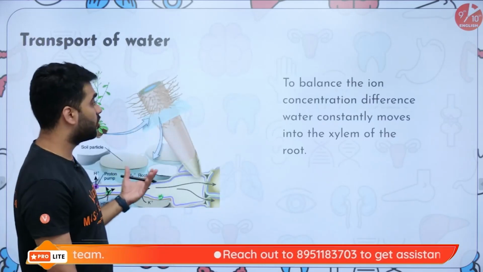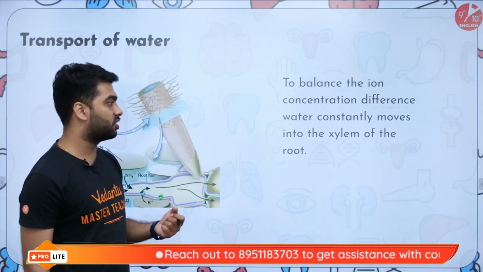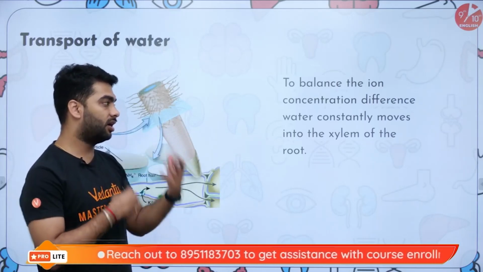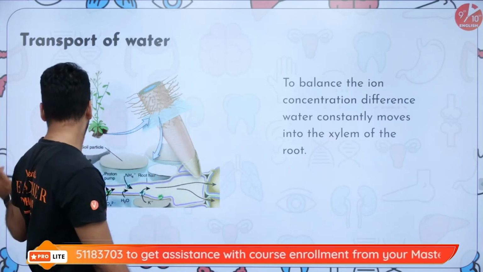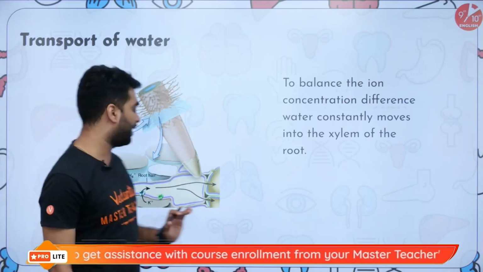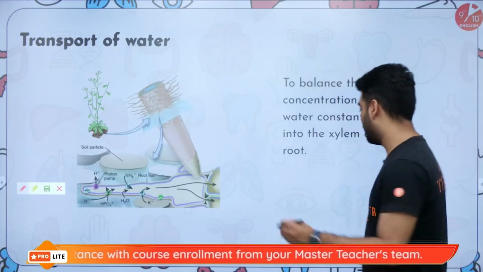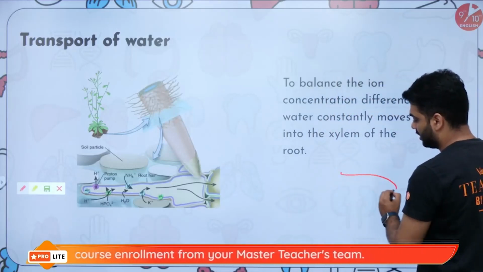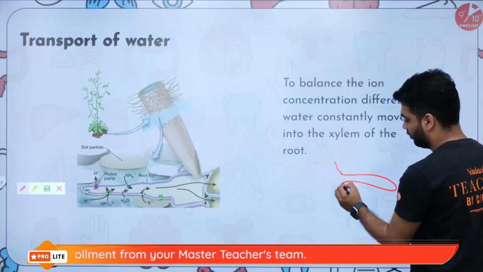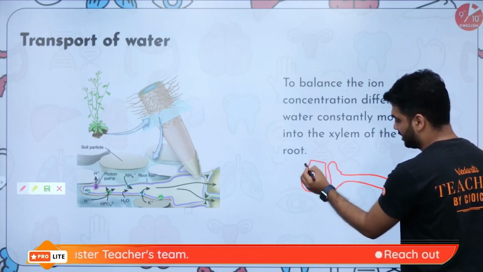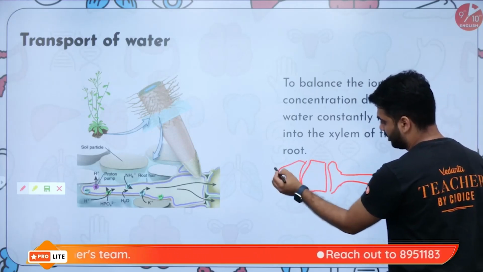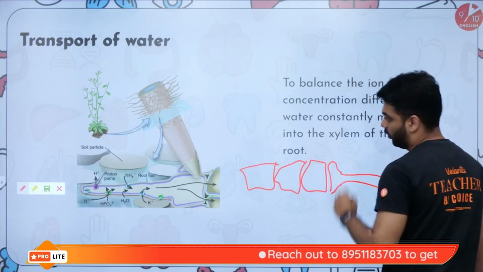Now, to balance the ion concentration, there is a continuous supply of water. So what happens, I'll just explain with the help of a diagram. So exactly what happens, this is the root hair and these are the neighboring cells. These are all my root cells. Okay?